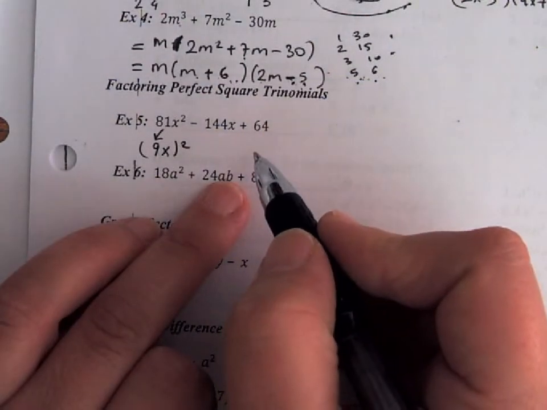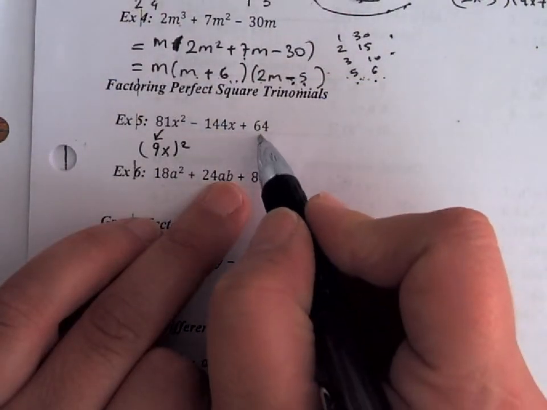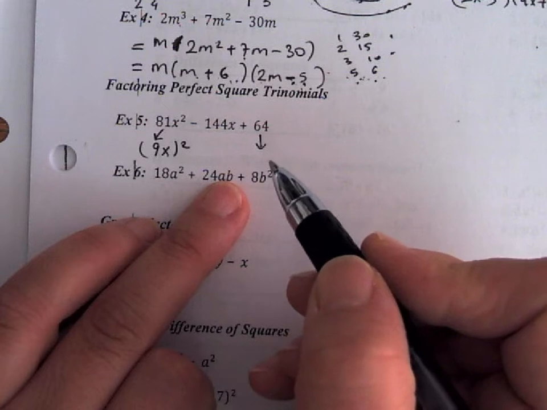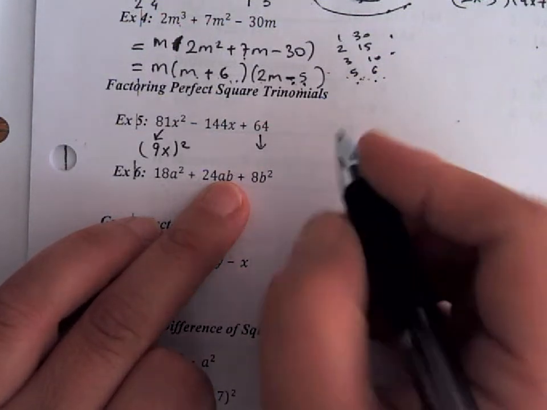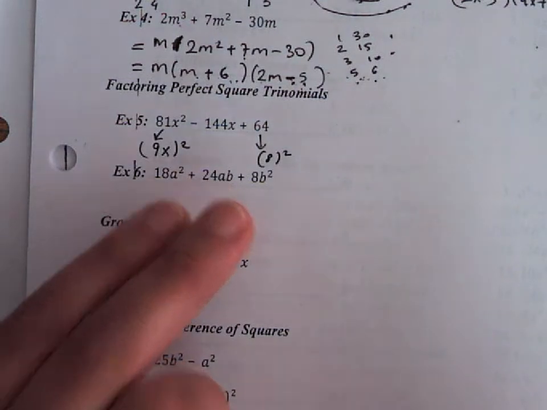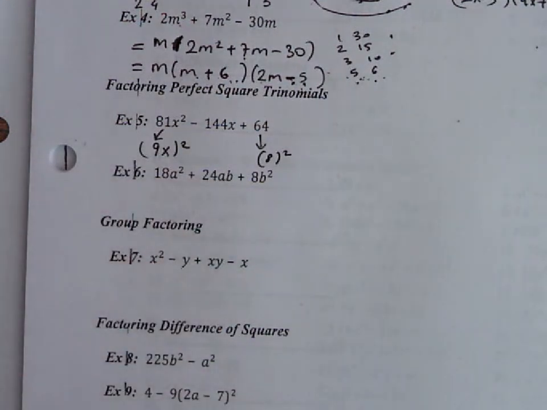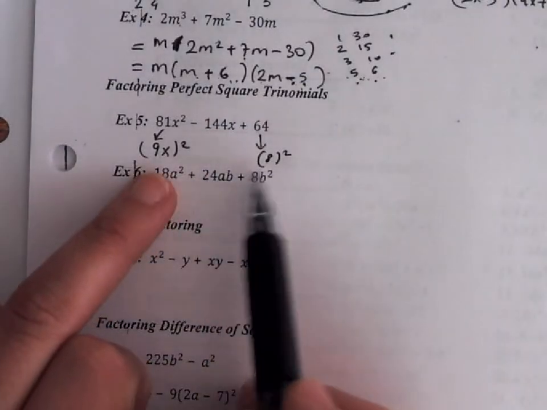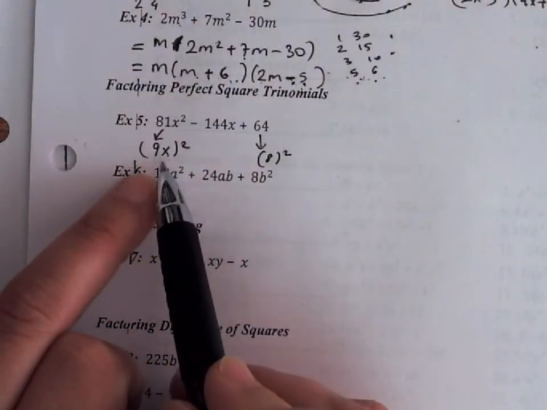Then you check the last constant, 64. Is it a perfect square? Looks like it is, right? It is 8 squared. Okay, now I can see that we could have a perfect square trinomial here. But how do you check if it is a perfect square trinomial? So you multiply these two and multiply by 2.